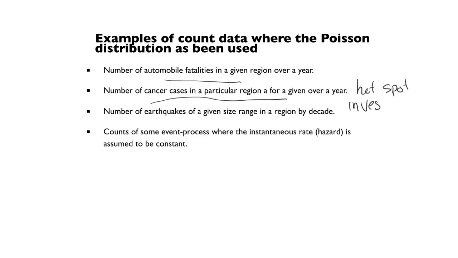And they often use the Poisson distribution to describe that. Again, in this case, there's no covariate. We're just trying to describe a distribution of counts.